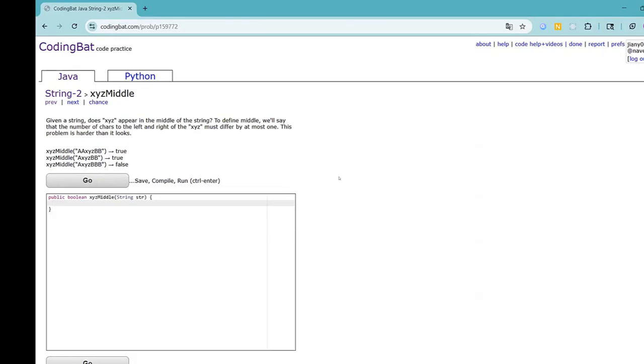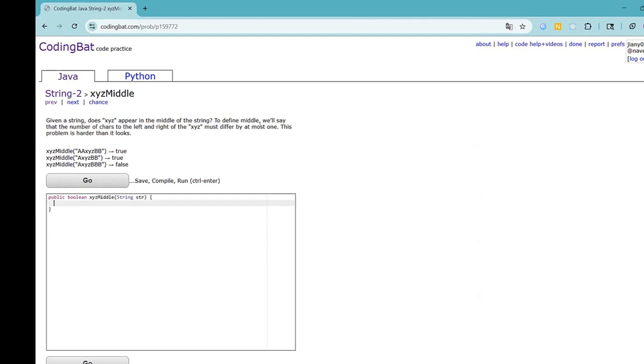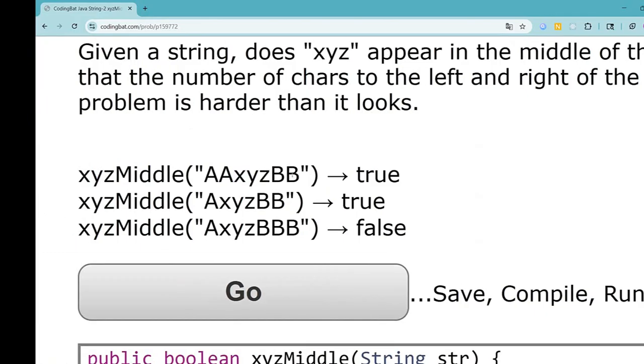Jen, are you okay so far? Yeah, I'm kind of stuck on this problem. Do you know what they want? Tell me. They want to check if XYZ is in the middle, and the condition of the middle is that the length difference between both sides must be at most one. Yeah, but what does that really mean?